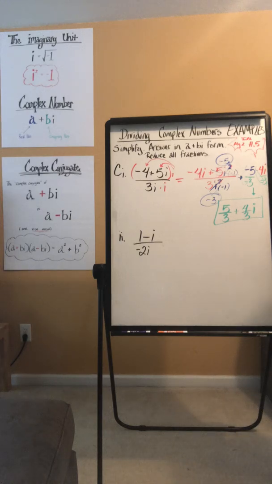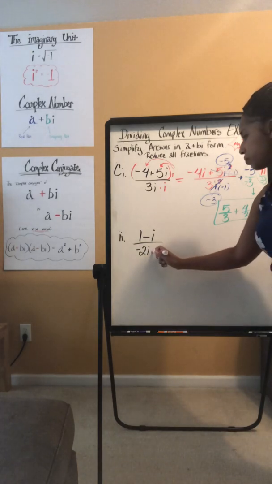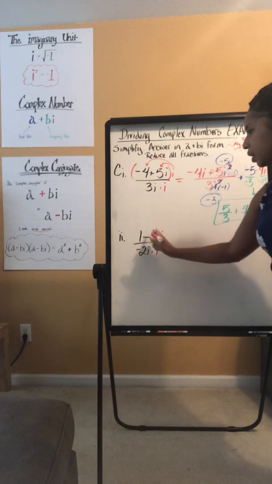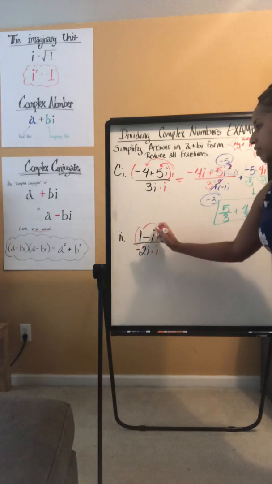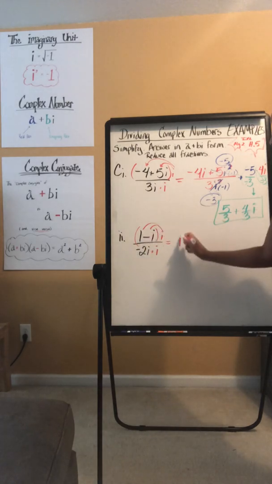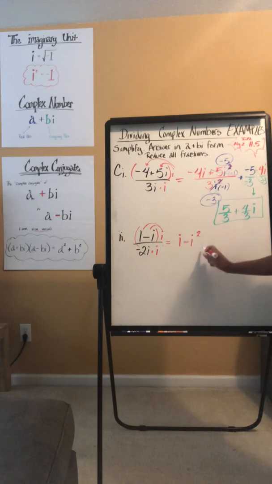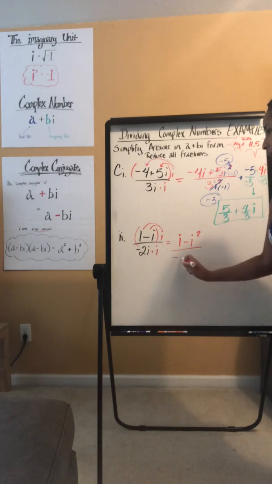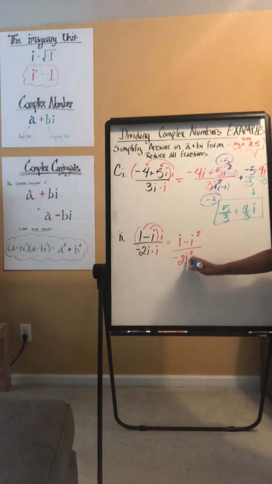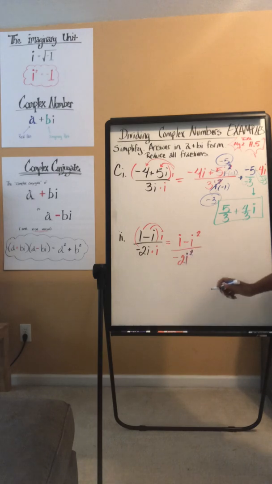C2, I'm going to do the same thing. We'll start off the same way. I'll give the numerator and the denominator each an i. Same scenario, I have to distribute in the numerator. So i times 1 is i, and i times negative i is negative i squared. On the bottom I have negative 2i squared. I squared is actually negative 1.